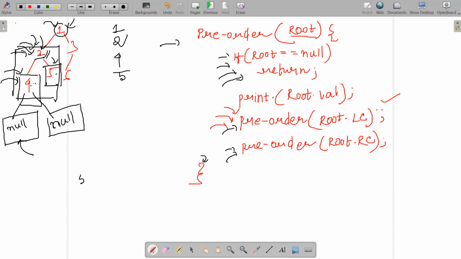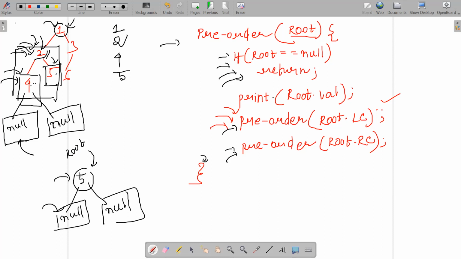Then again, if I am standing here, the current recursive call's root is standing at the address of 5. It does not have any left subtree. It does not have any right subtree. In other words, its left subtree is rooted at null. Its right subtree is also rooted at null. Correct? If you call recursively on the left subtree and right subtree corresponding to node 5, the base condition for both situations would be hit. It would straight away return to 5 without doing anything.